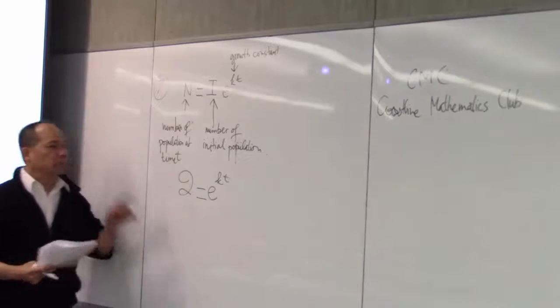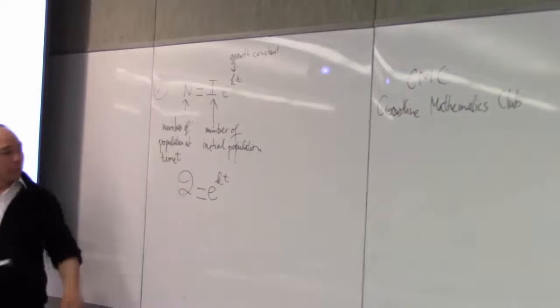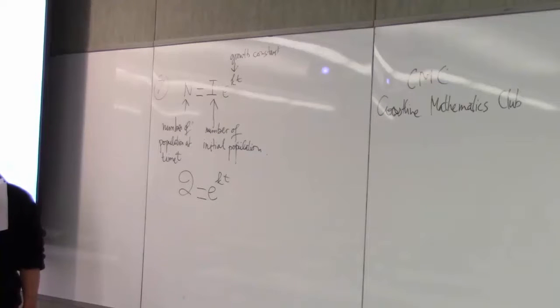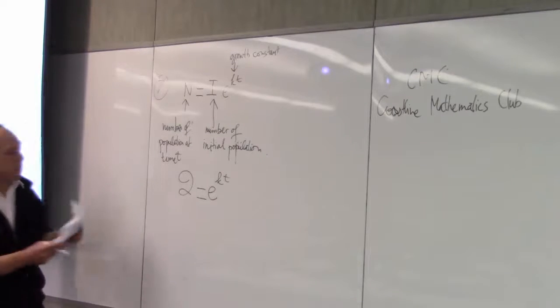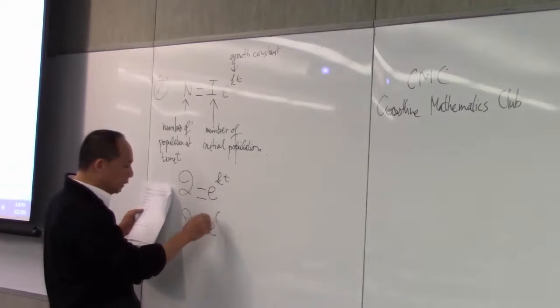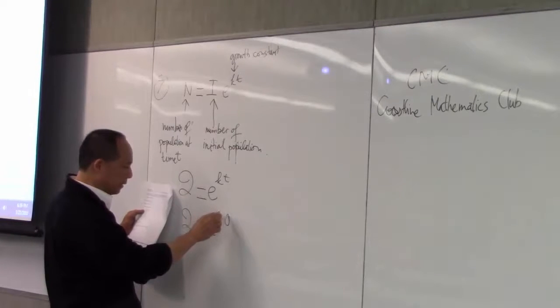That is the time to double the initial. Now if you would like to find t, they said: how long will it take the population of a certain country to double if its annual growth rate is 2.3%? So you have 2 equals e to the 0.023t.